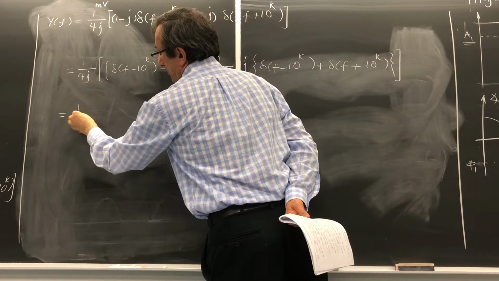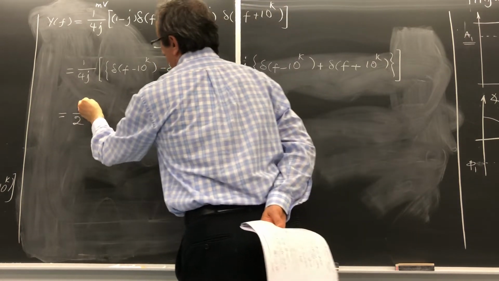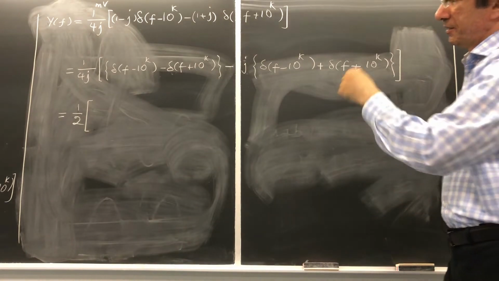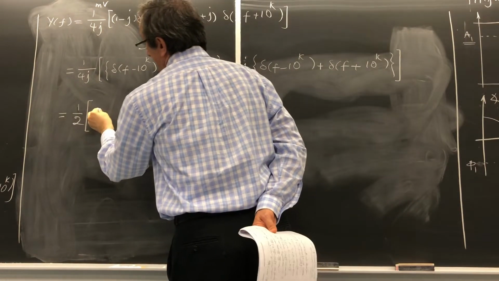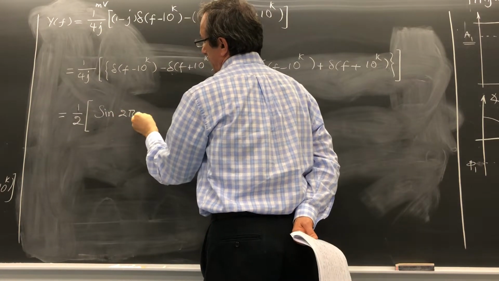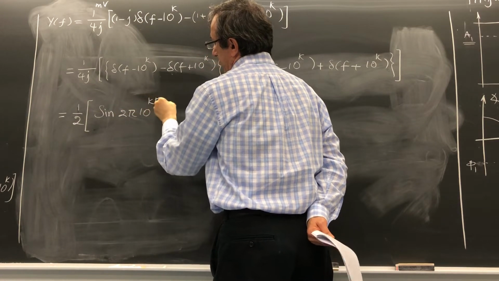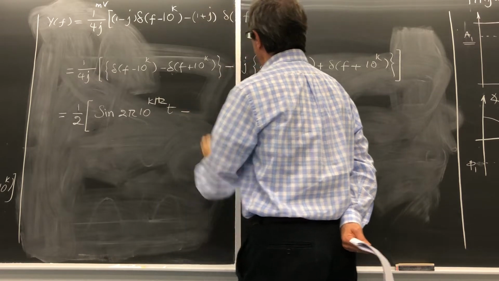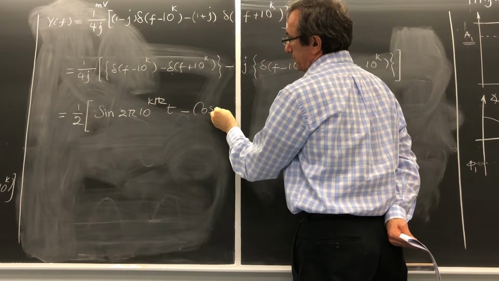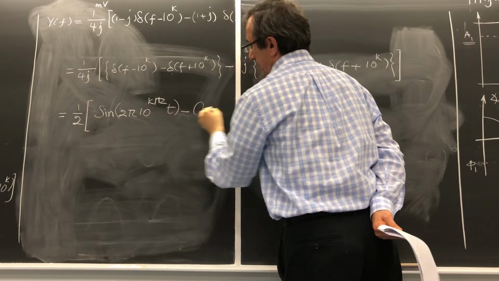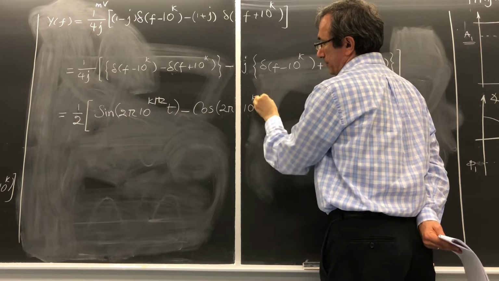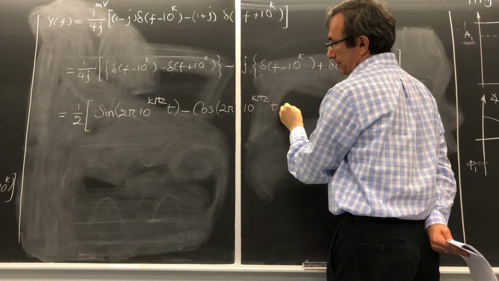To write 1 over 2 outside this bracket, and then sine of 2 pi 10 kilohertz t minus cosine of 2 pi 10 kilohertz t.